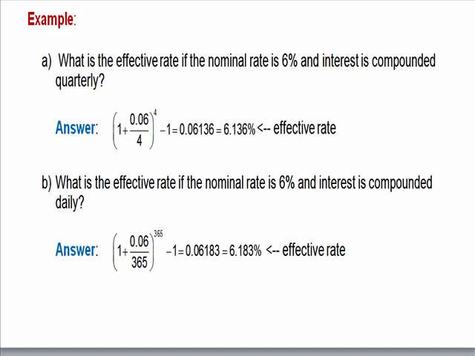Quite frankly, if we compounded by the second, we're not going to get a rate that's much different from daily. Once you get to daily, you're almost as precise as you're ever going to get. You'll only be off by a few pennies here and there.